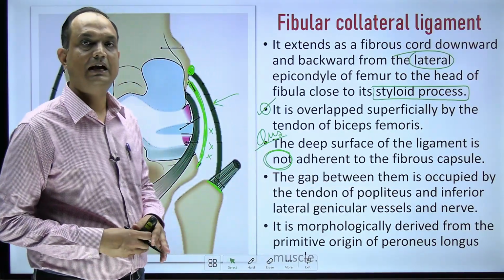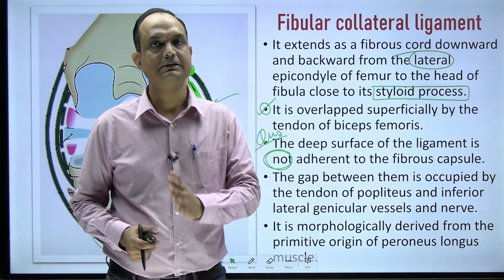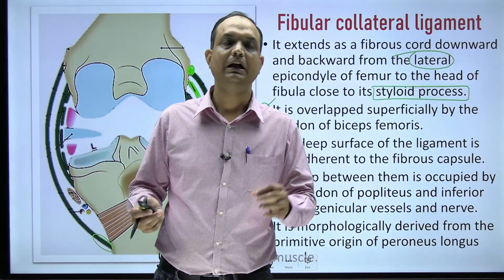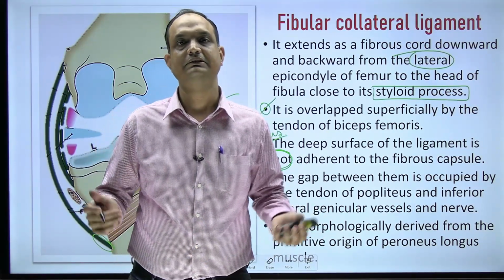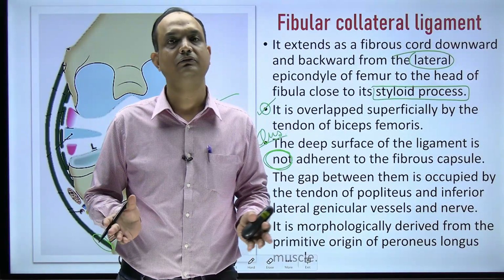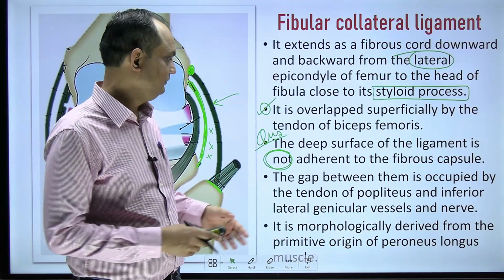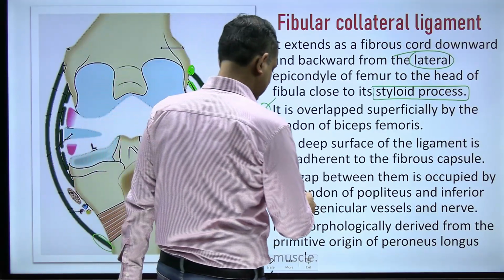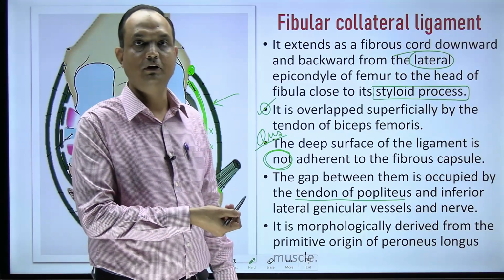What do you mean? That when we are talking about the medial and lateral side, you have to understand that there are medial and lateral inferior genicular nerve and vessels, and these nerve and vessels are related with the adjacent site of collateral ligaments. Now, on the lateral side, you are having one more important structure, and that is the tendon of popliteus, that I will explain to you in the coming video clip.